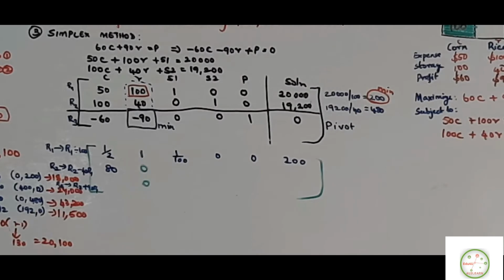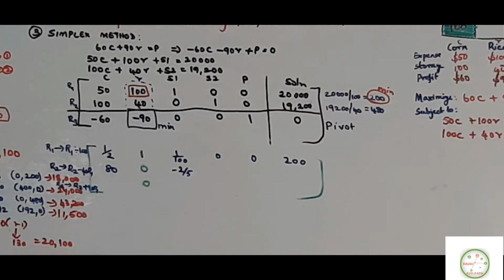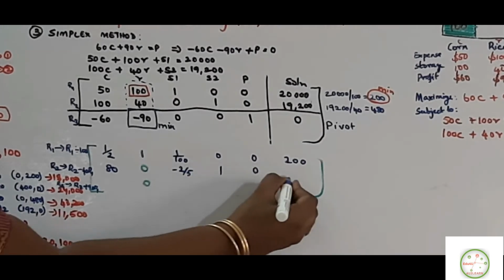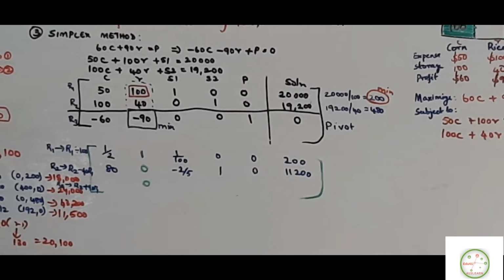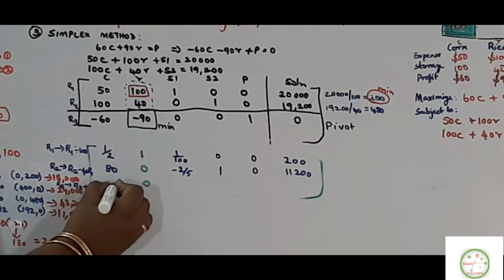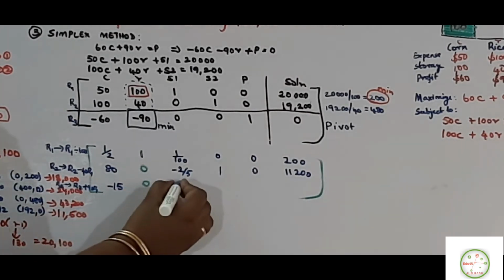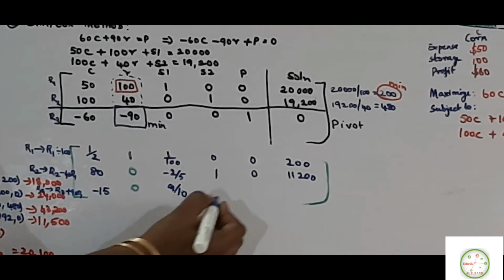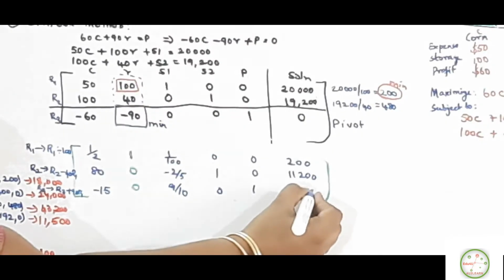80, minus 2 by 5, 1, 0, 11,200. Whereas in this case, we have minus 15, 0, 9 by 10, 0, 1, 18,000.